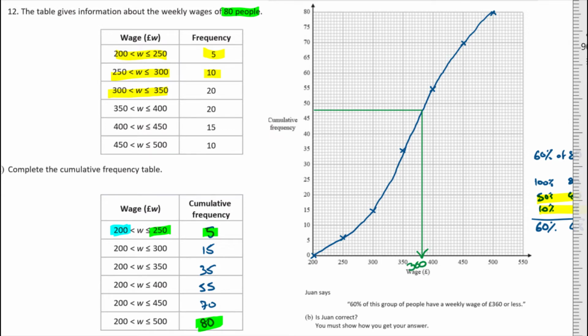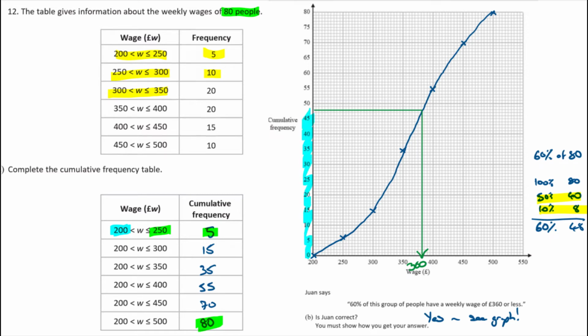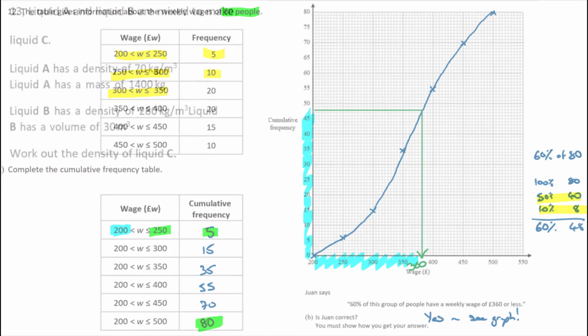Is Julian correct? Yes, because it says show how you got your answer, see graph. Because I've shown it graphically, I don't have to explain it all. So I looked across at 48 and I got 360, and that was the evidence I needed. So 60% of the group have a weekly wage of 360 or less. These people down here, look, this is the 60%, and they have a wage of 360 or less. So yeah, it's true.